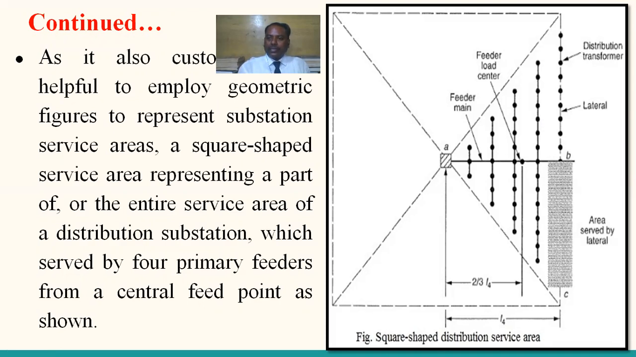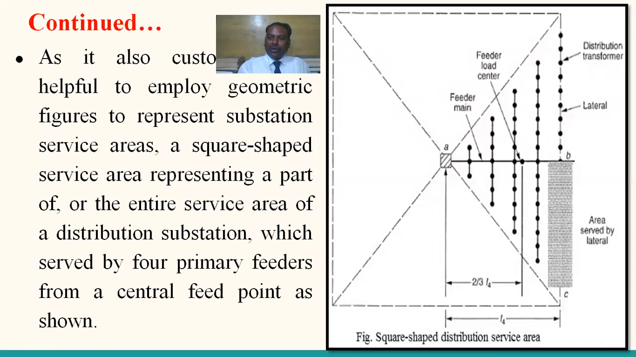So see the lateral, yes, this is the lateral, and this is the location of distribution transformers, and this is the load center, and this one is the feeder main, this is the feeding point. So the load center is located at 2/3 of the total distance, and the total distance is L4, and this is the area served by the lateral. Yes. So this representation is a square shaped area.